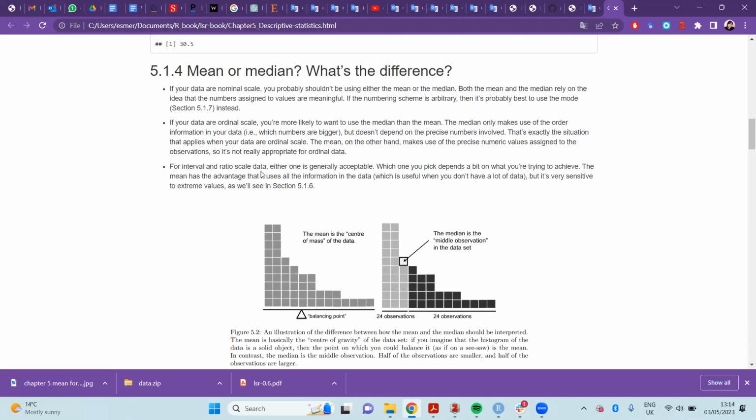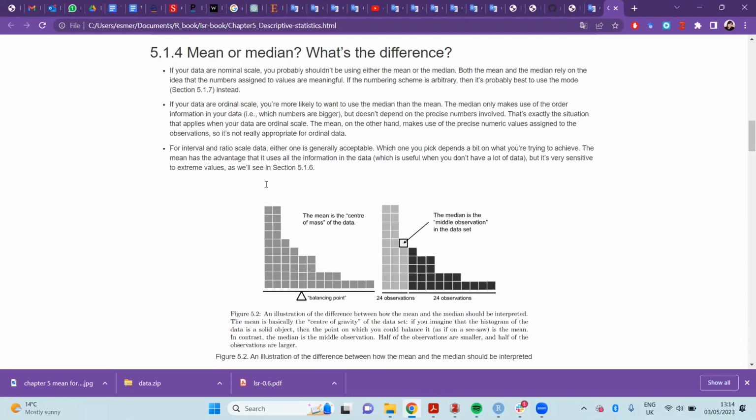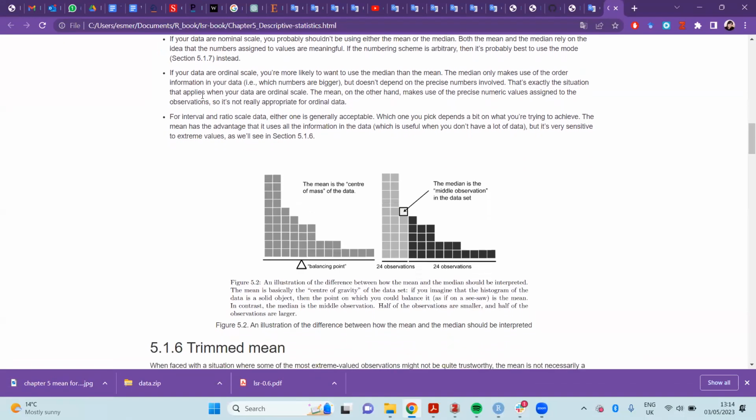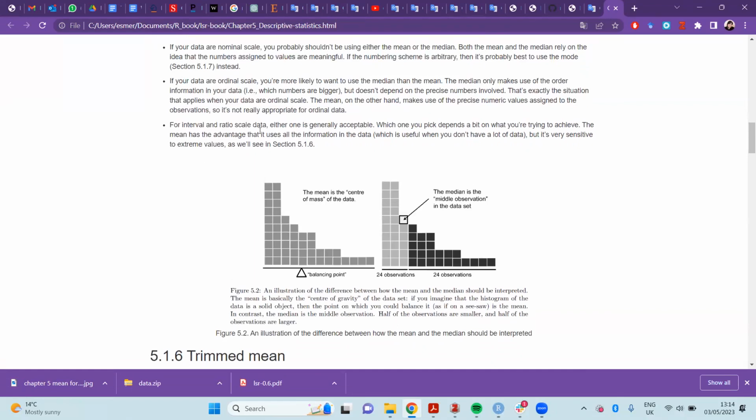But the mean doesn't make so much sense, but it can be used. And for interval and ratio scale data, both the median and the mean are acceptable. Which one we select depends on our goals. It says that the mean has the advantage that it uses all the information of your data, which is useful when you don't have a lot of data.